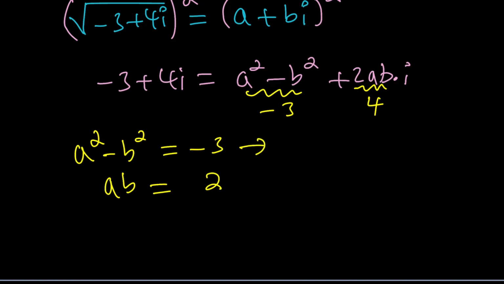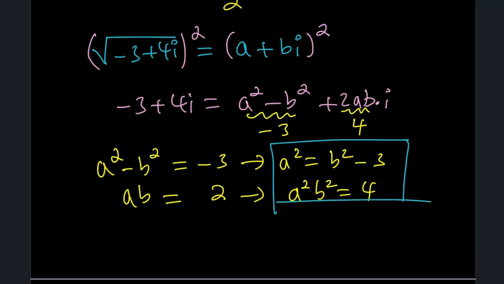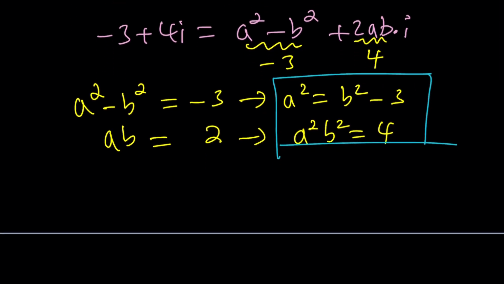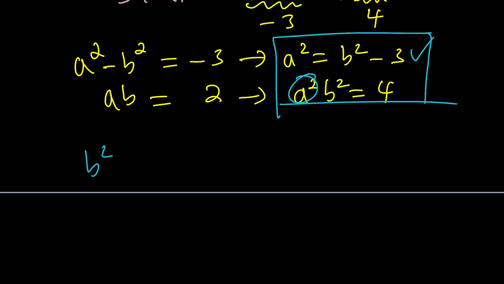I want to isolate a squared from here, which I can write as b squared minus 3. And then I'm going to go ahead and square both sides here. A squared b squared is going to give me 4. And then I'm going to go ahead and use this new system, which is actually a little easier to solve, because all I have to do is replace a squared with this, b squared minus 3. Make sense? So let's go ahead and plug it in. B squared minus 3 multiplied by b squared equals 4 from the second equation.